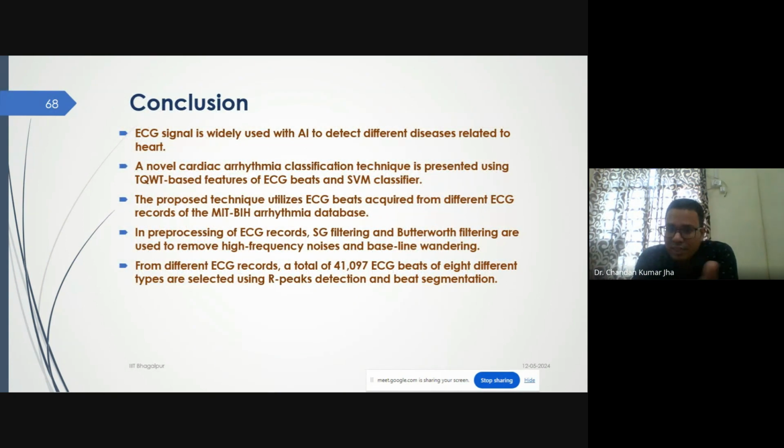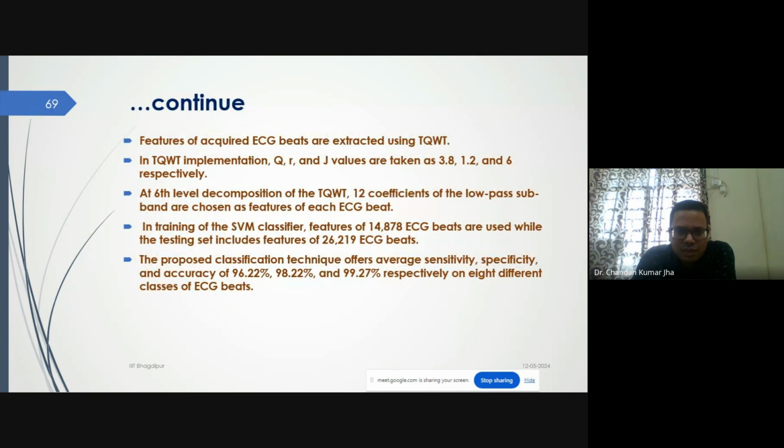So this is the overall conclusion of this slide. ECG signal is widely used to detect different diseases using AI methods. In this technique, the TQWT based method is used with the SVM, and using this technique we can offer promising classification results in terms of sensitivity, specificity, and accuracy, which are 96.22%, 98.22%, and 99.27% respectively. So it's a very good technique in 2021.